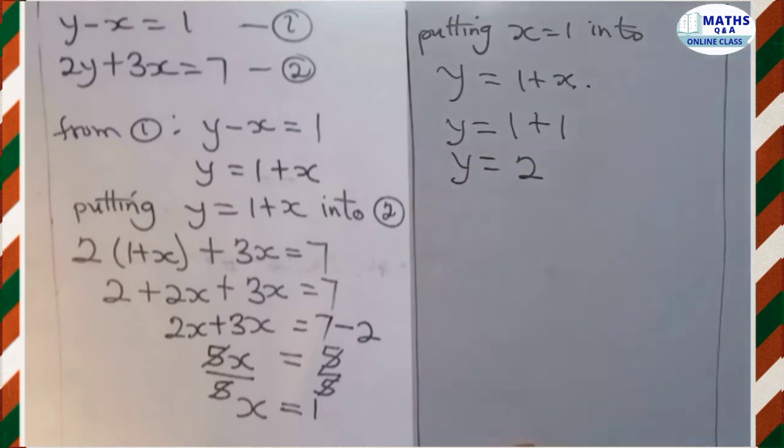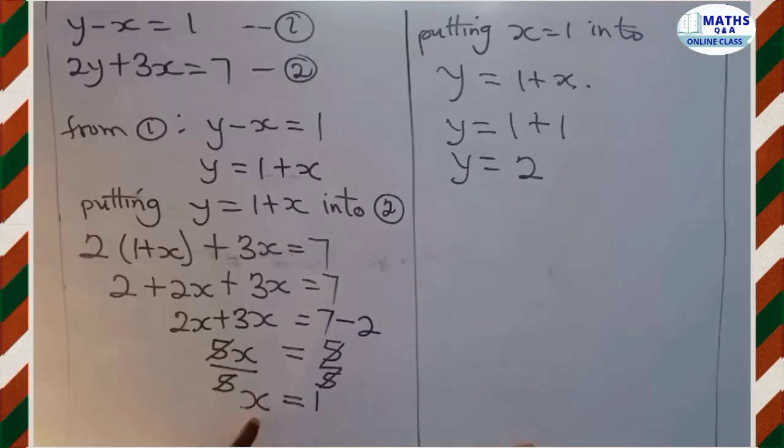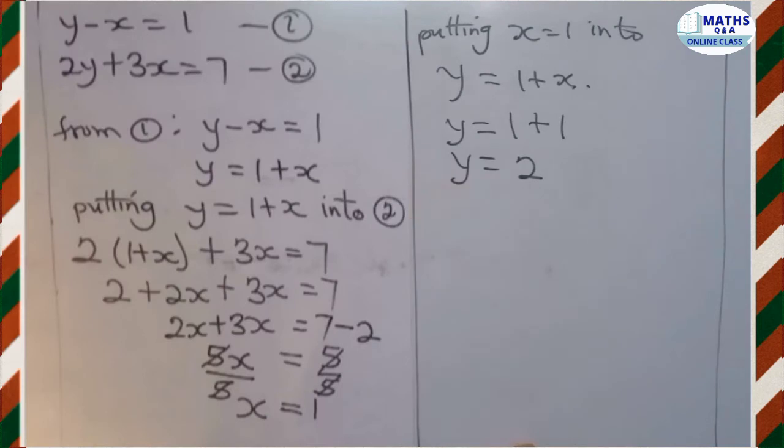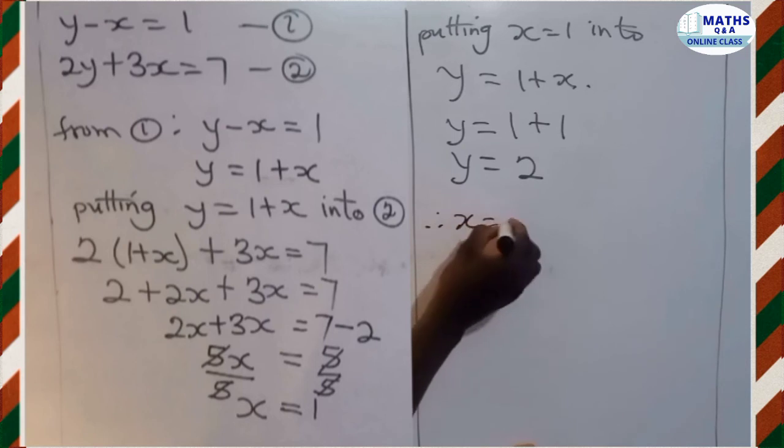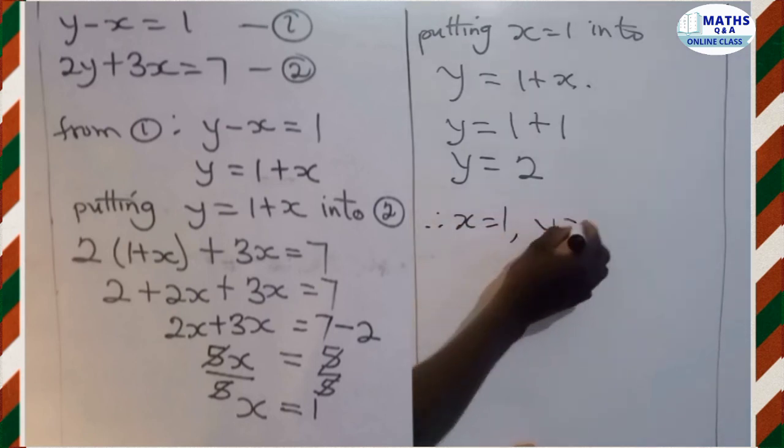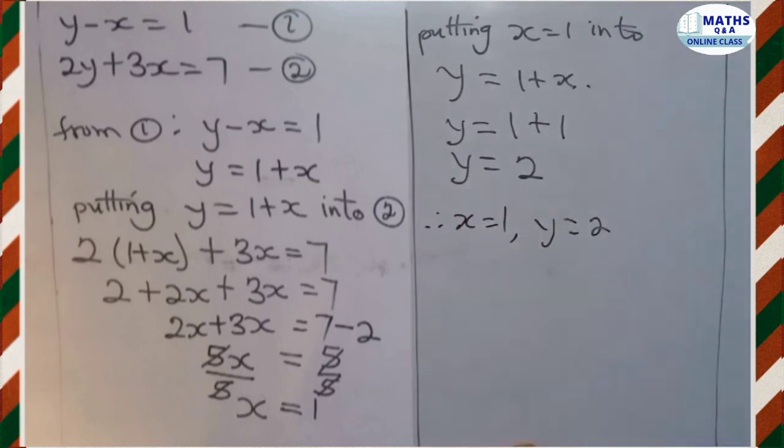Now I've been able to find the value of y. So you see that y is equal to 2 and x is equal to 1. So the values are x equal to 1 and y equal to 2. If it is a theory question, when you are done, you finalize it by saying, therefore, x is equal to 1 and y is equal to 2.